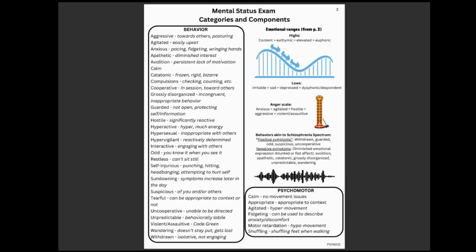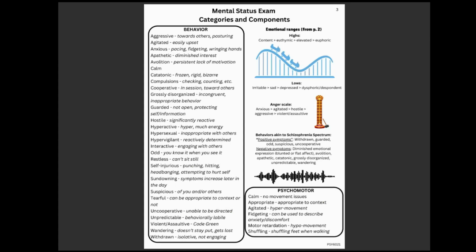Separately, things that we would see in the schizophrenia spectrum, these are behaviors that fit under the quote unquote positive symptoms. This is commonly known as positive symptoms. We'll talk about that more in week 6 as well. But we'll see that when we do the practice round in class. So withdrawn, guarded, odd, suspicious, uncooperative. Those are all different components of what actively psychotic can look like.